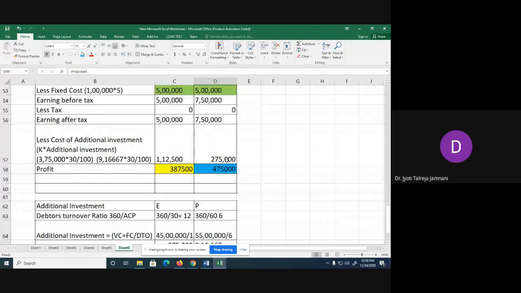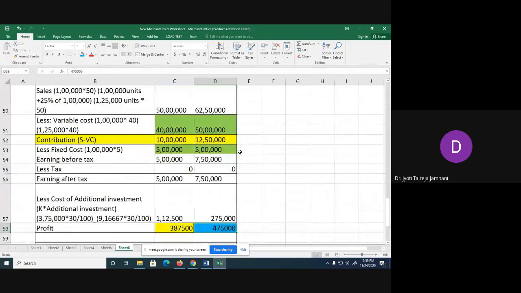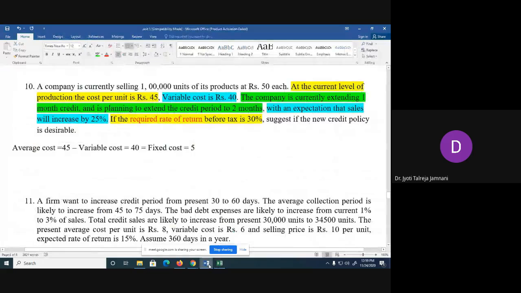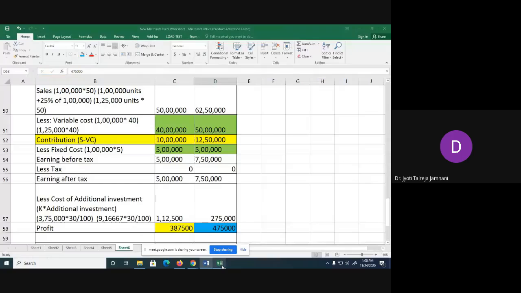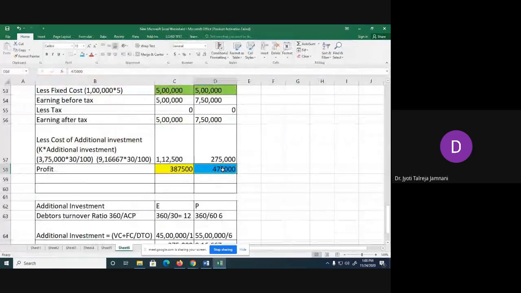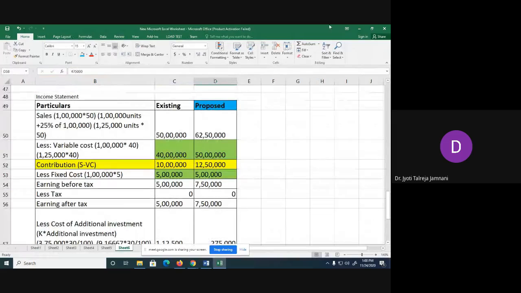So the company can think of relaxing its credit period from 1 month to 2 months. The company is currently extending 1 month credit, and it's planning to extend it to 2 months. So they can do it because we have more profit as compared to the existing. Is that clear?